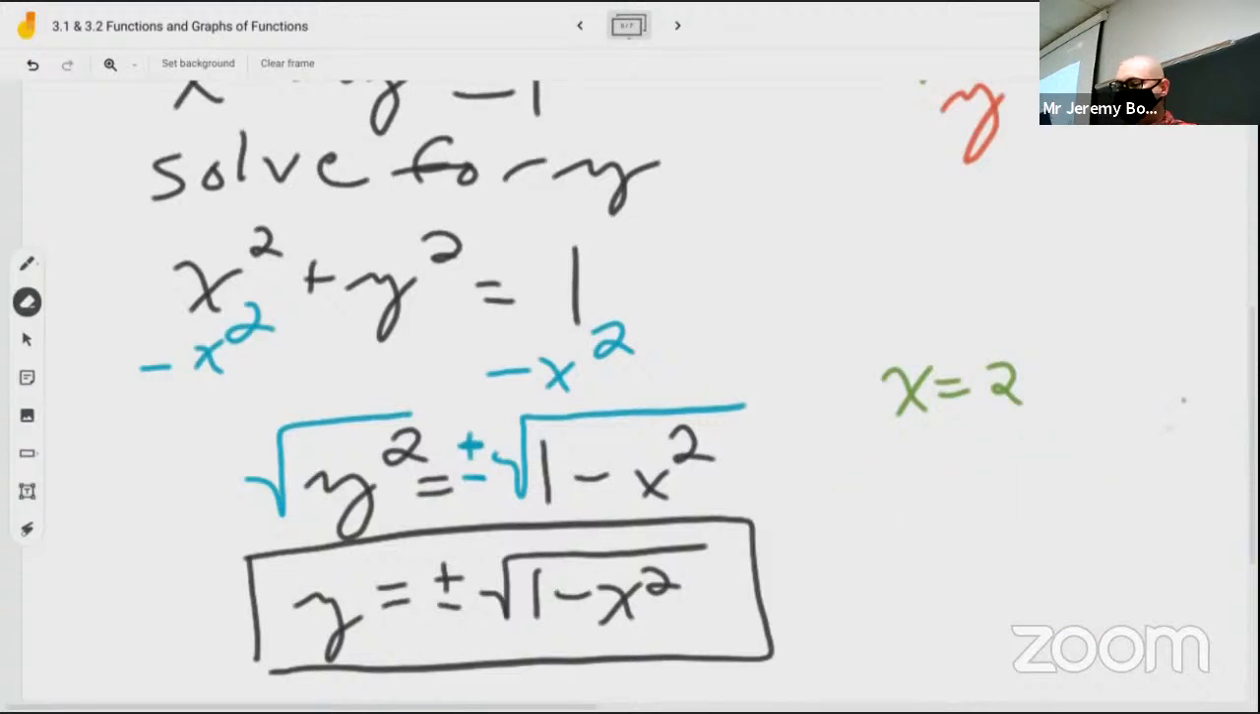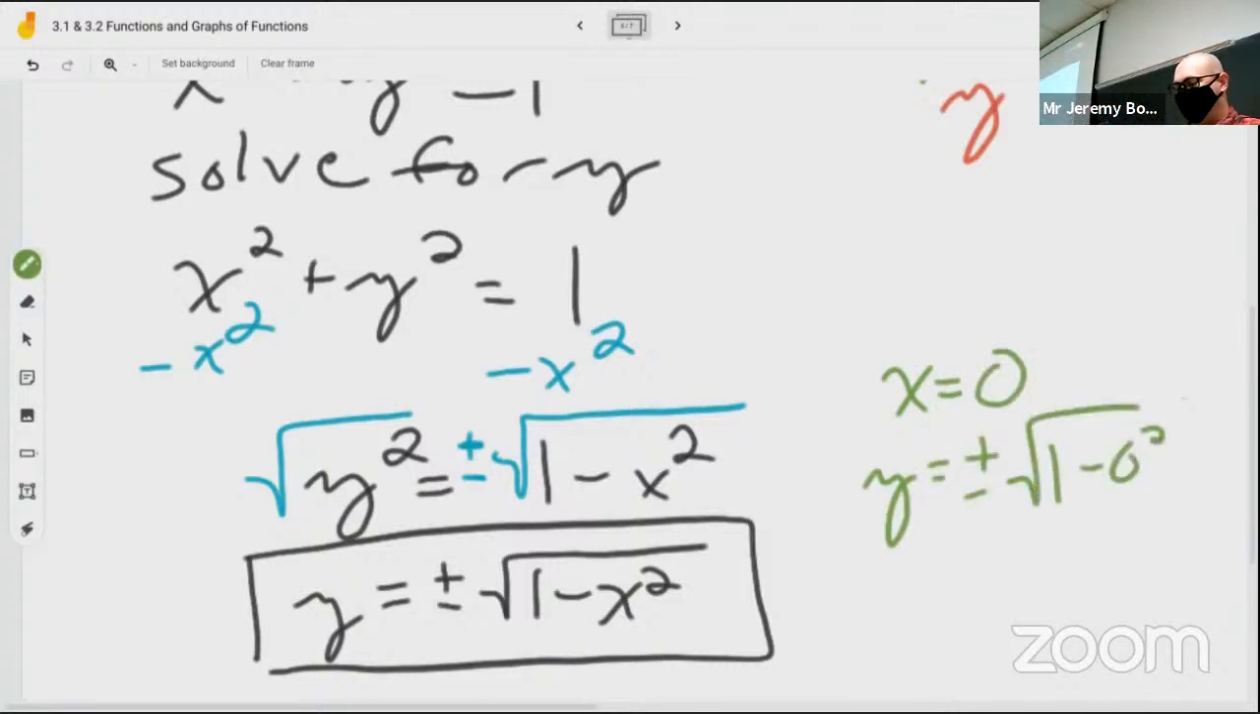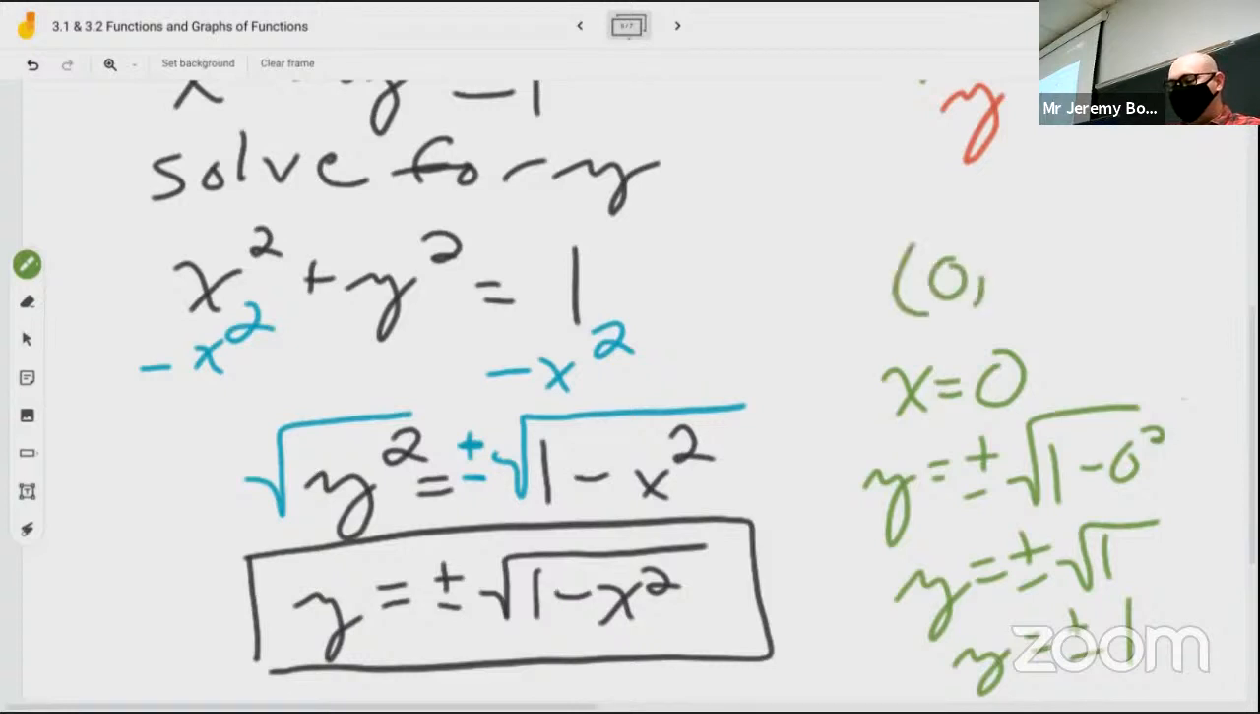Oh, I got an easy one. Do 0. All right, so I have y is equal to plus or minus the square root of 1 minus 0 squared. y is equal to plus or minus the square root of 1 minus 0, so we're just left with 1. So y is equal to plus or minus 1, because the square root of 1 is just 1. So that gives us that 0 is mapped to 1, and it's also mapped to negative 1.